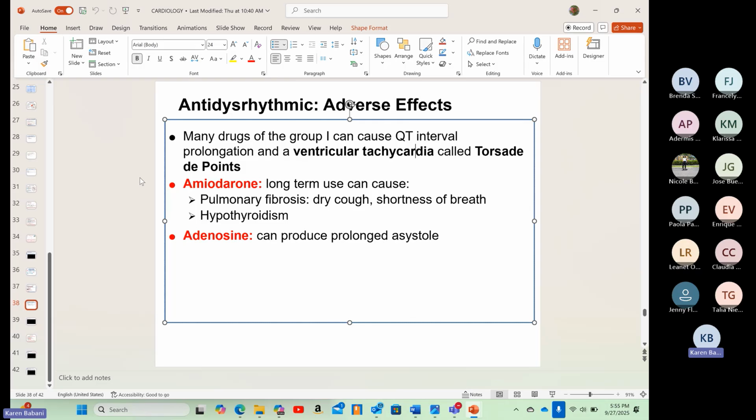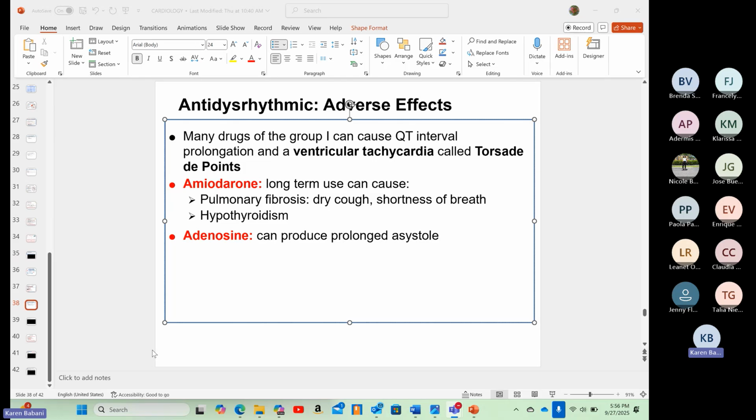Remember, with fibrosis, the lung tissue becomes really, really hard, so this person has a very hard time breathing. It gets worse, they have to be intubated, and the prognosis is not good if this becomes a long-term severe problem. So huge with amio would be the pulmonary fibrosis. They can also develop hypothyroidism. Adenosine can produce prolonged asystole.